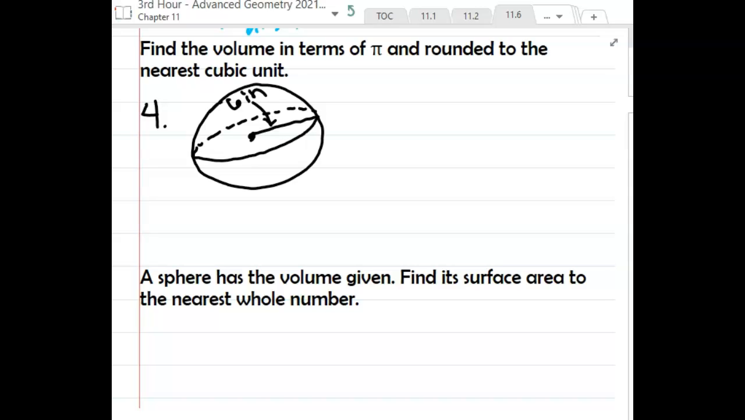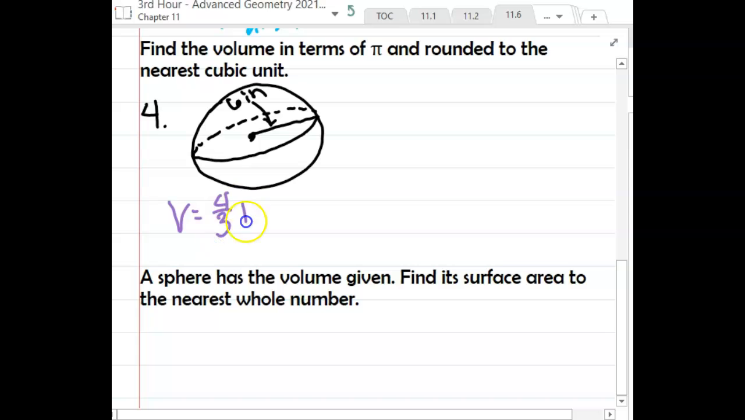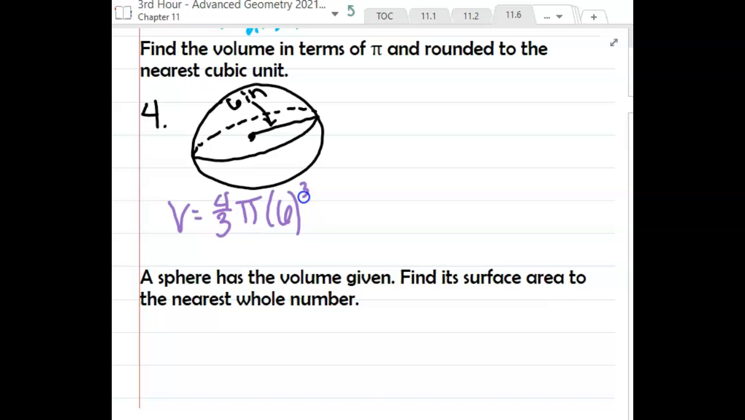This one's pretty straightforward. The formula for volume of a sphere is 4/3 pi r cubed. So we're going to do 4/3 pi, and my radius is 6 cubed. We want to find it in terms of pi, so you really are just going to take 4/3 times 6 cubed. If you have to do your operations one at a time, make sure you do 6 cubed first, and then multiply by 4/3. You should get 288 pi inches cubed in terms of pi.